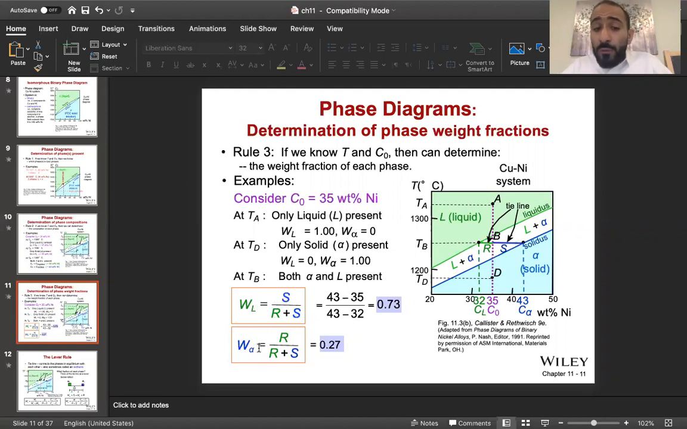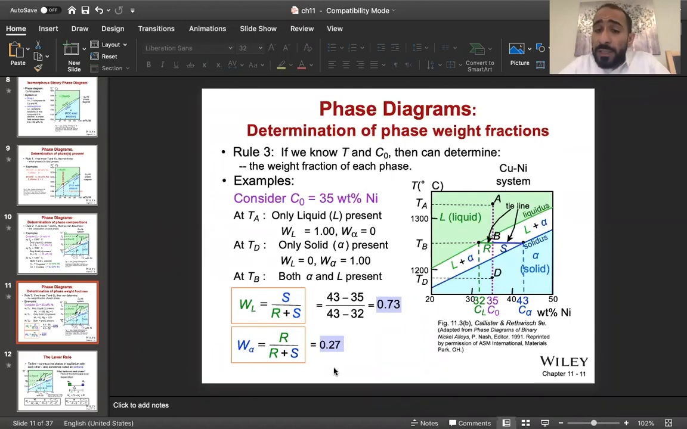And if you want to know the weight fraction for alpha, I'm going to do it similarly. I want to know how much alpha I have in B. I'm going to say the distance between B and the other phase, which is R over R plus S. Of course, S is C alpha minus C naught, and R is C naught minus CL. Okay, so by doing so, we can know how much liquid I have, how much alpha.